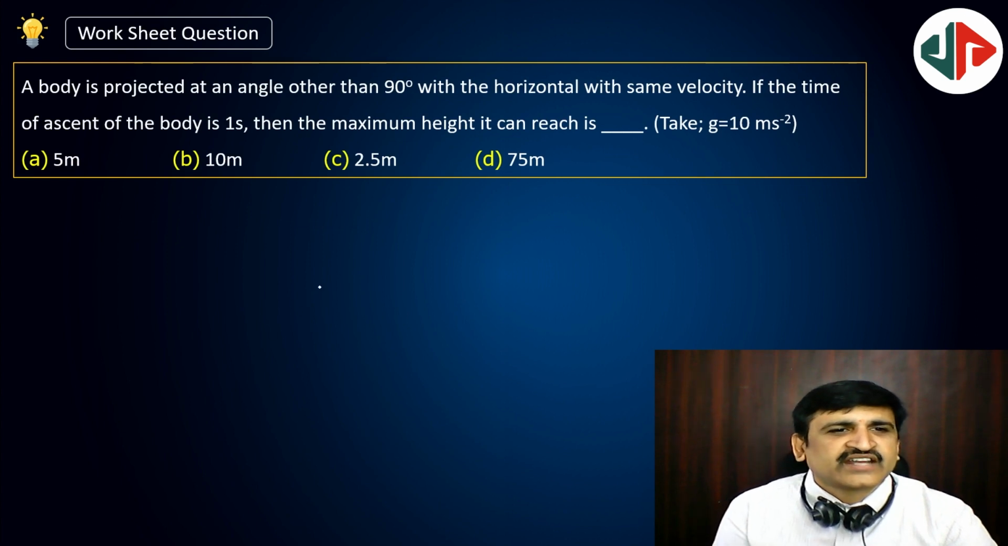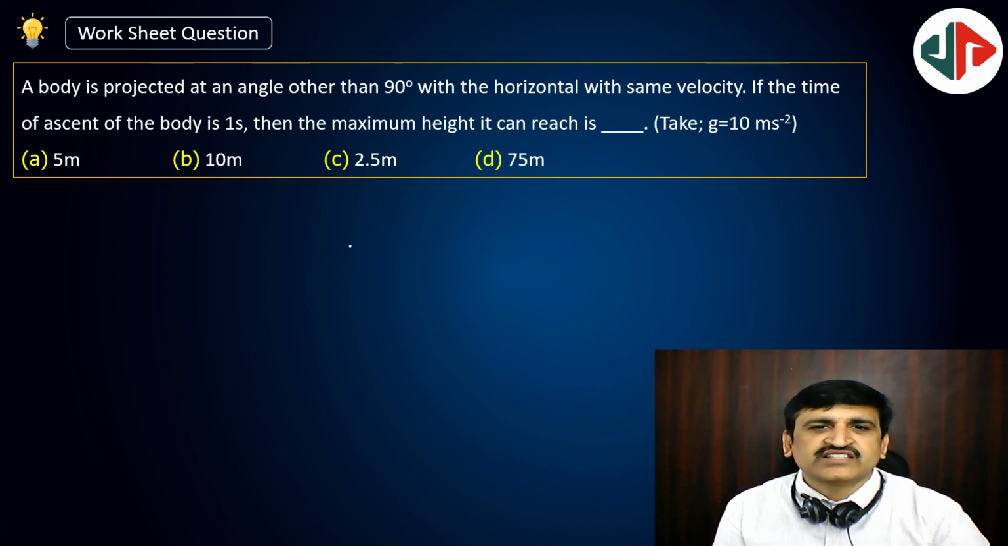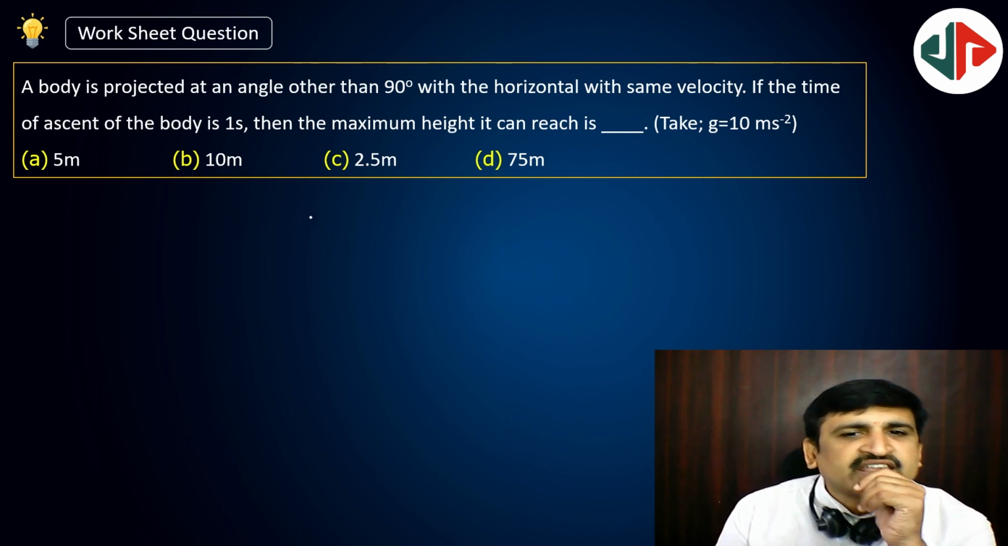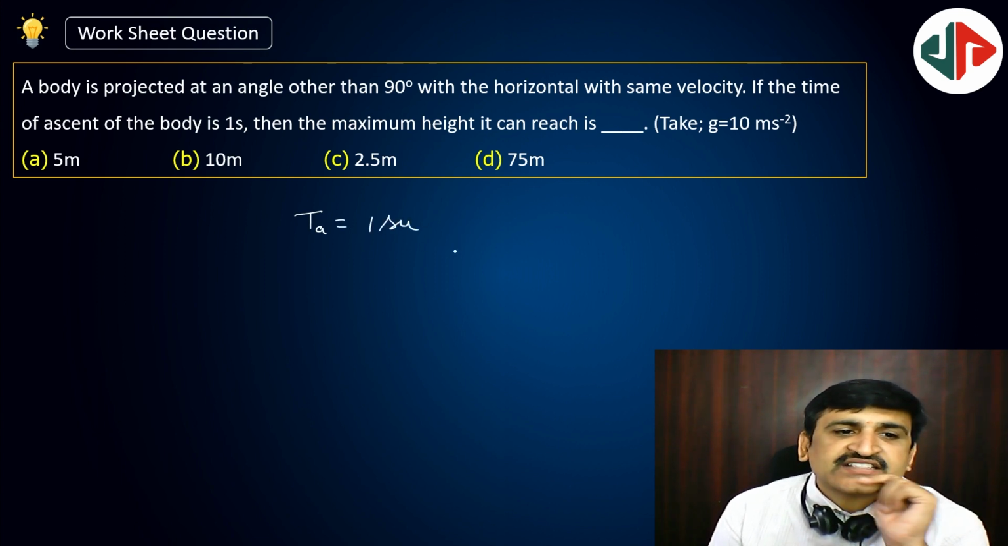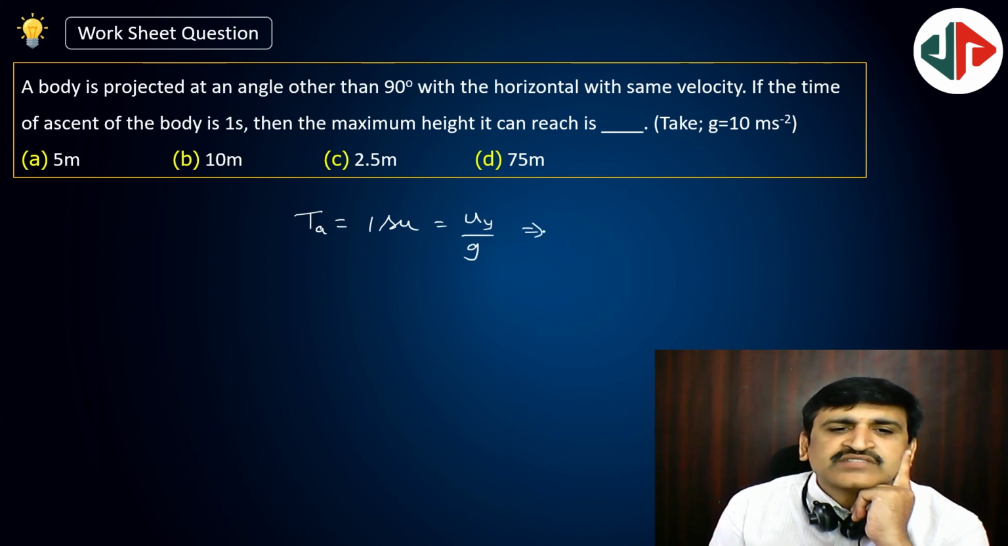A body is projected at an angle theta other than 90 degrees with the horizontal with the same velocity. If the time of ascent of the body is 1 second, then what is the maximum height it can reach? Time of ascent is equal to uy by g, which implies uy is equal to g into 1, that is nothing but g, that is 10 I can take.